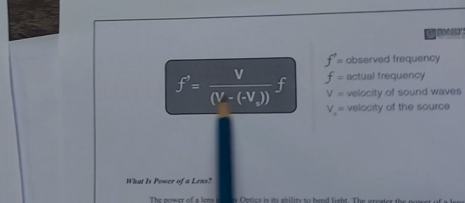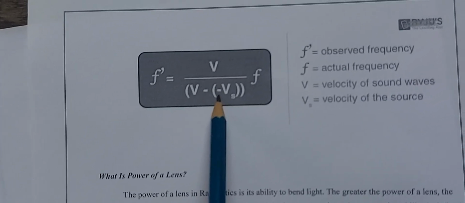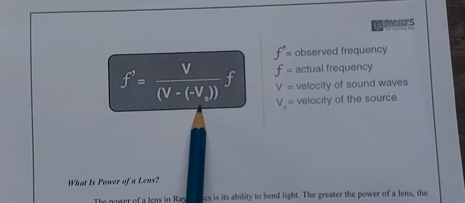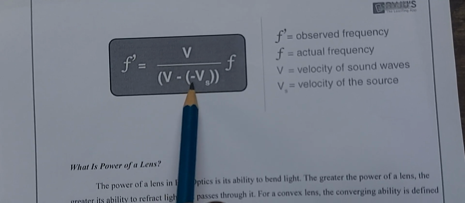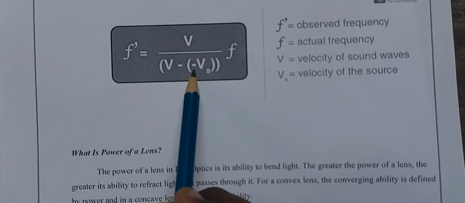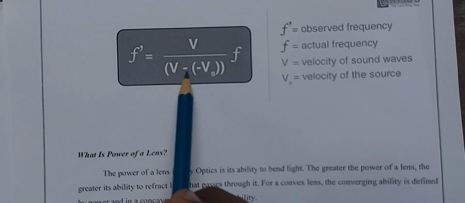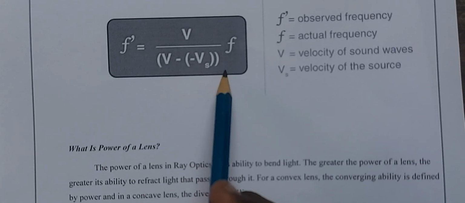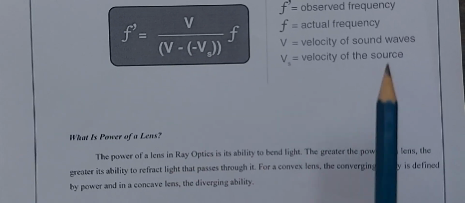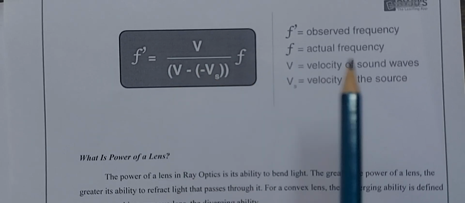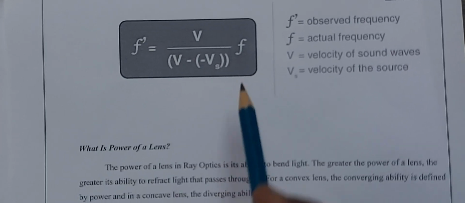The above formula can be rewritten as v divided by v plus vs. What does this represent? The observed frequency is decreasing. That is why the Doppler effect puts the sign change in the above formula: v divided by v plus vs. By this formula we can determine the relation between the frequency of the sound wave, the observer, and the source. Okay, thank you students.